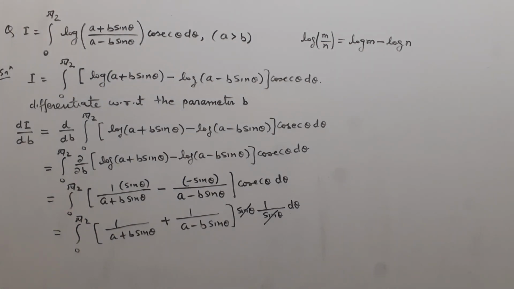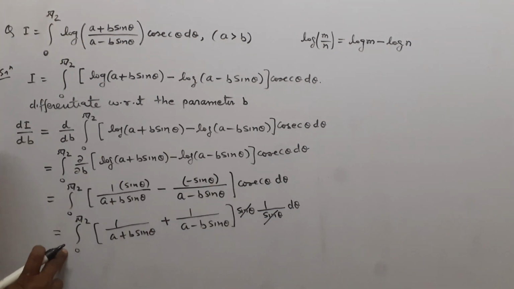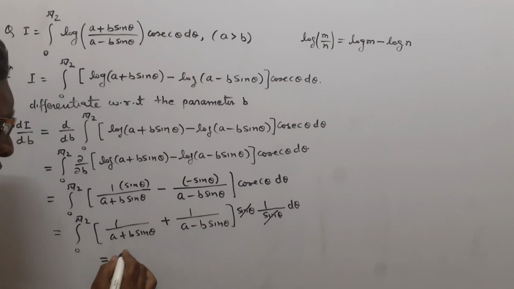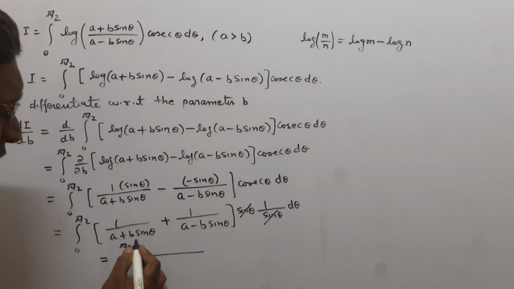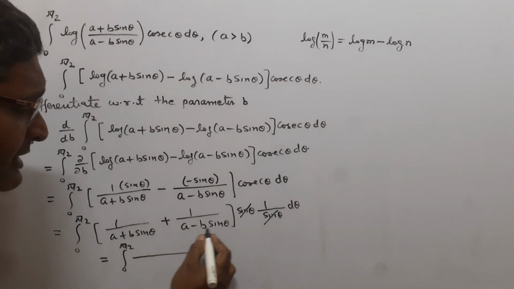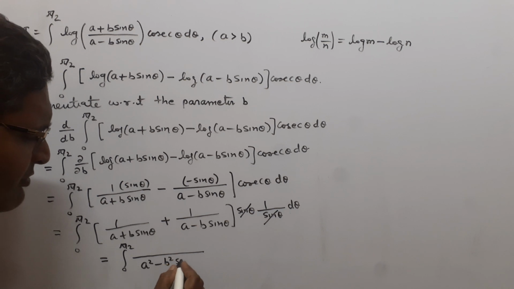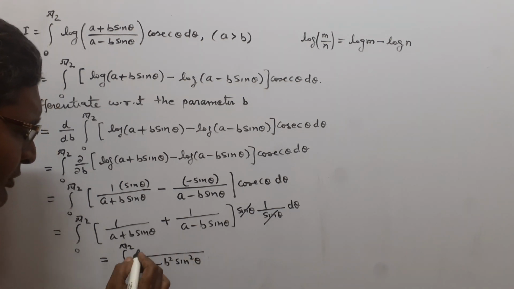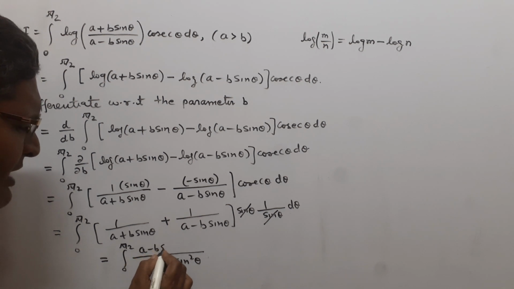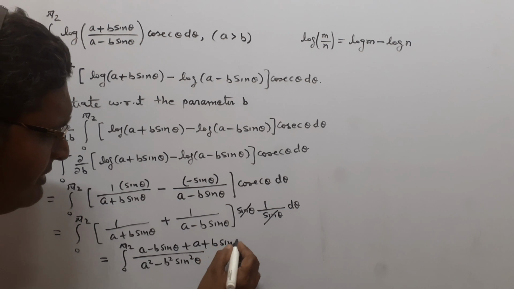Now we integrate 1 upon (a plus b sin theta) plus 1 upon (a minus b sin theta) between the limits 0 to pi by 2. So this can be written as, taking the LCM, (a plus b sin theta) multiplied by (a minus b sin theta), which gives a square minus b square sin square theta, and in the numerator we can write (a minus b sin theta) plus (a plus b sin theta).